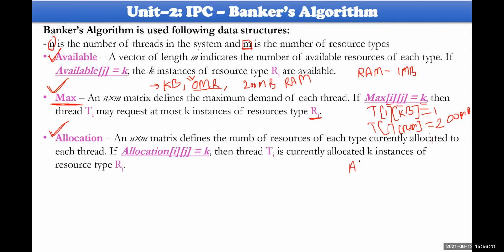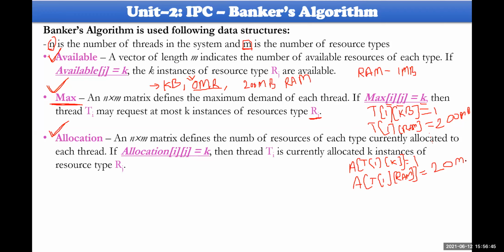So allocation of thread 1 for resource type keyboard will be equal to 1. Already it has been allocated. No other keyboard is required, only one keyboard is required, and yes, it has been allocated. And allocation of thread 1 for resource type memory, random access memory, which may be required: initially it requires 20 MB and 20 MB is allocated for it.